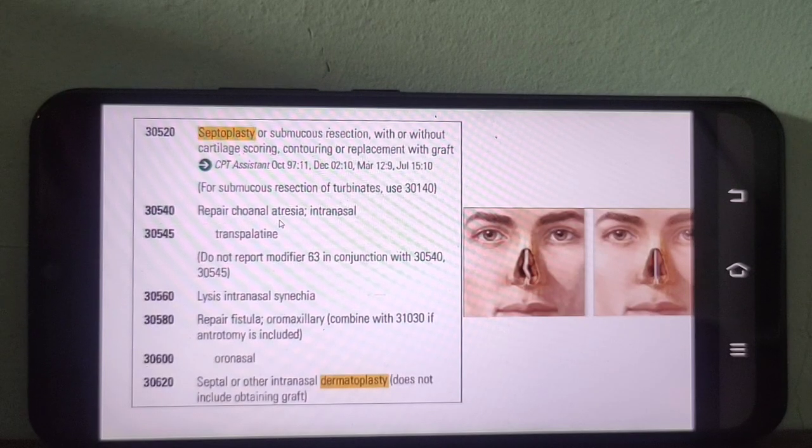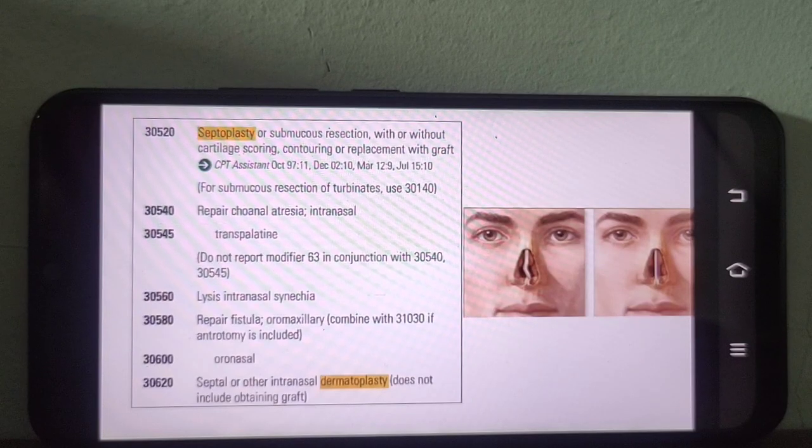In that, intranasal is 30540 and transpalatine, through the palate, is 30545. Here intranasal is the key term for 30540, transpalatine is the key term for 30545. So the procedure is repair of atresia. Atresia means lack of normal opening.